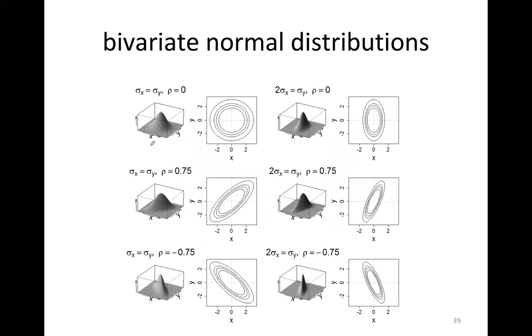Some examples of bivariate. So here, for instance, x and y are not related at all. If we looked at the distribution from the top, it would look like this. Here, they are negatively correlated. And here, they're positively correlated, and so on.